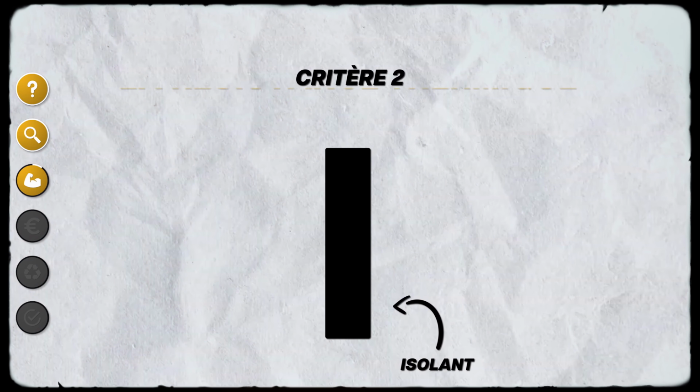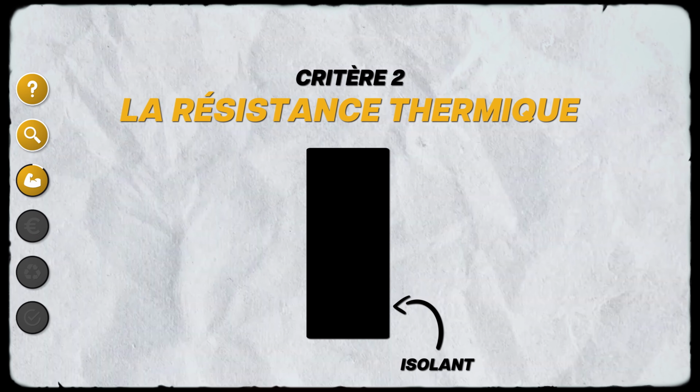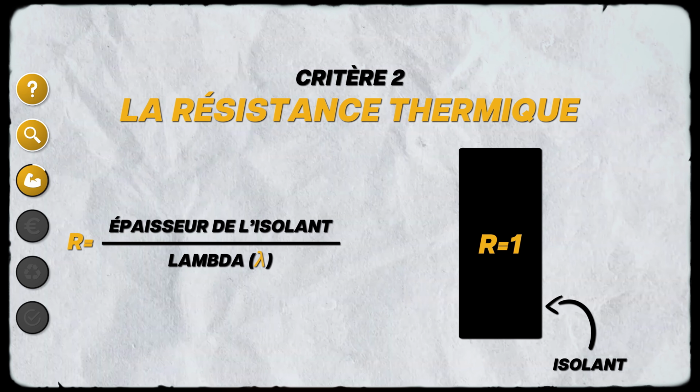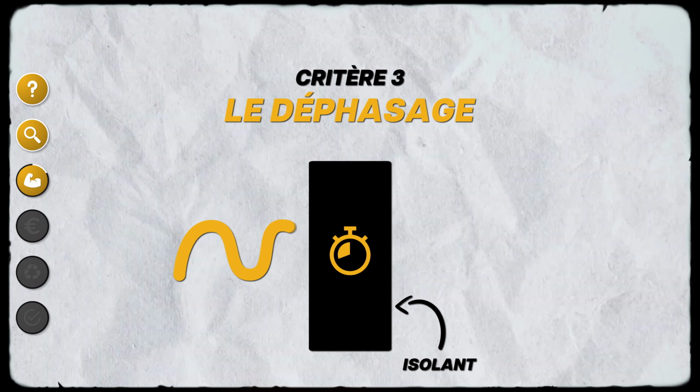Second criterion: thermal resistance. Or more precisely, what thickness of insulation is needed for a thermal resistance of R equal to 1. Thermal resistance R corresponds to the thickness of the insulation divided by its lambda value. So the lower the lambda value of an insulator, the thinner it will be. The third criterion is thermal lag, that is, the time it takes for heat to pass through the insulation. We'll see what thickness of insulation is needed for a 12-hour thermal lag, which means excellent summer comfort.